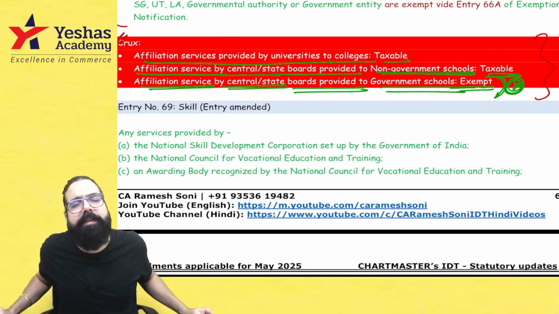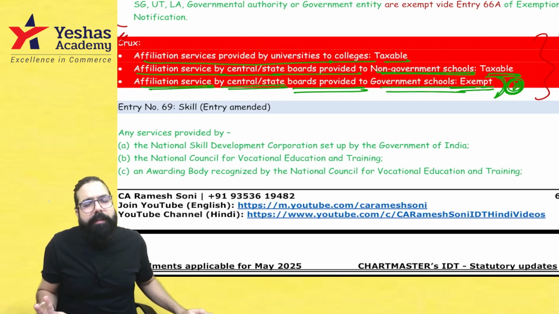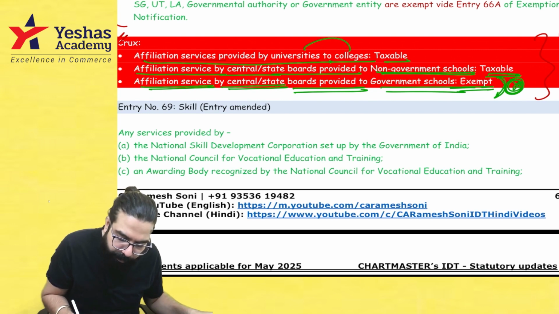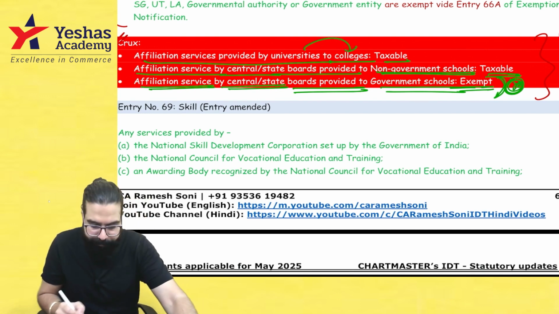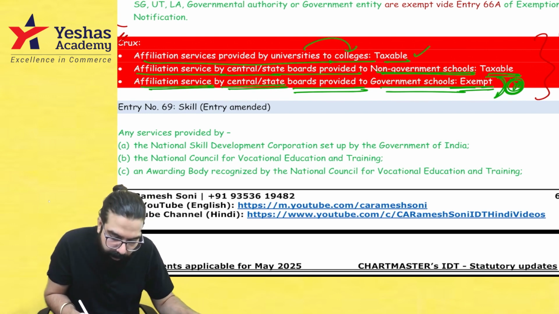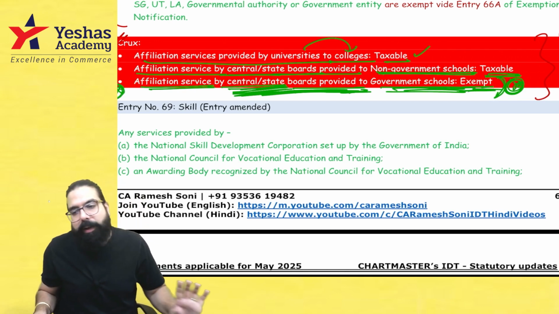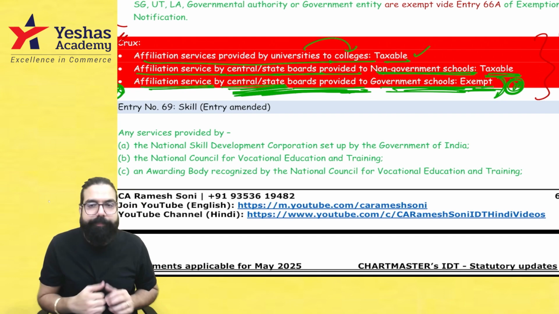So always remember, affiliation services, accreditation, all these services they are talking about: if a university provides them to a college, it is always taxable. Central board, state board to a non-governmental school, taxable. Central board, state board, CBSE board, etc. providing to a government school, it is always exempt. I believe they will ask you one point in the exam. Please be very careful about it.